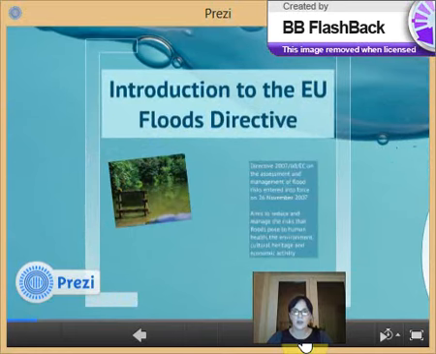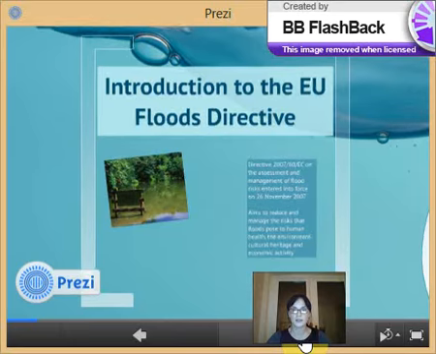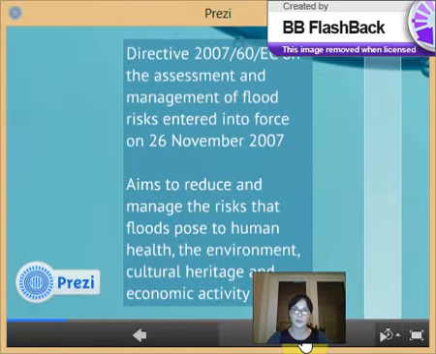The Directive on the Assessment and Management of Flood Risks entered into force on the 26th of November 2007. It required Member States to assess whether all watercourses and coastlines in the EU are at risk from flooding, to map the flood extent and humans at risk in these areas, and to take adequate and coordinated measures to reduce flood risk. Its ultimate aim is to reduce and manage the risks of floods posed to human health, the environment, cultural heritage and economic activity.